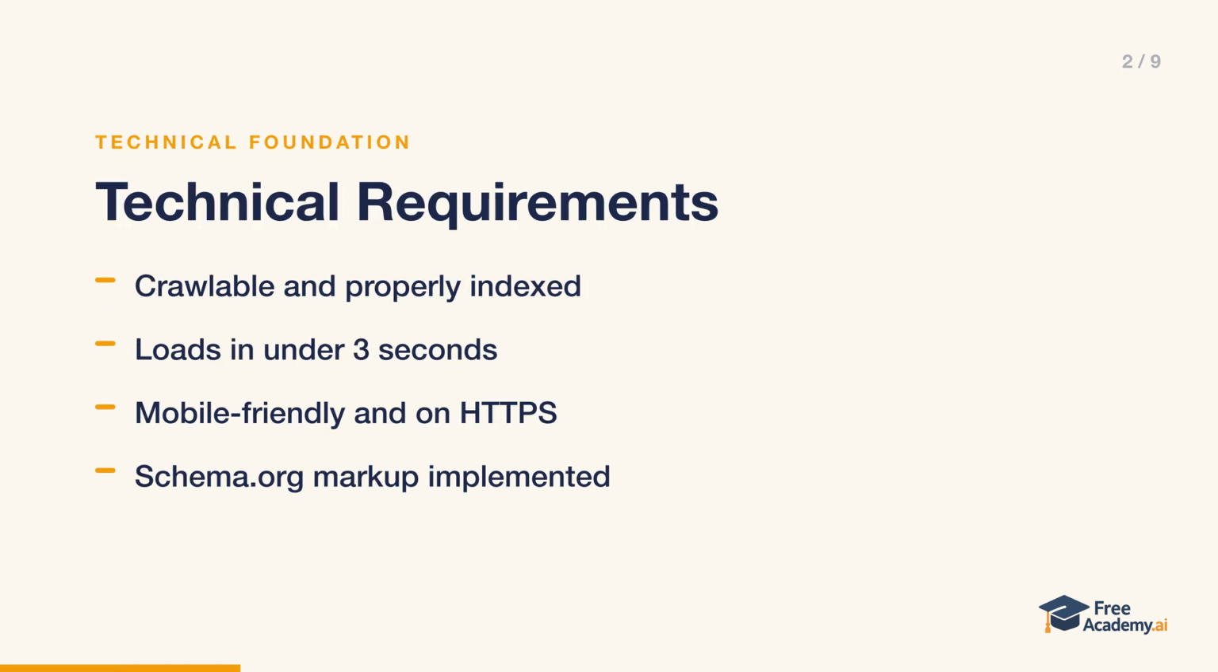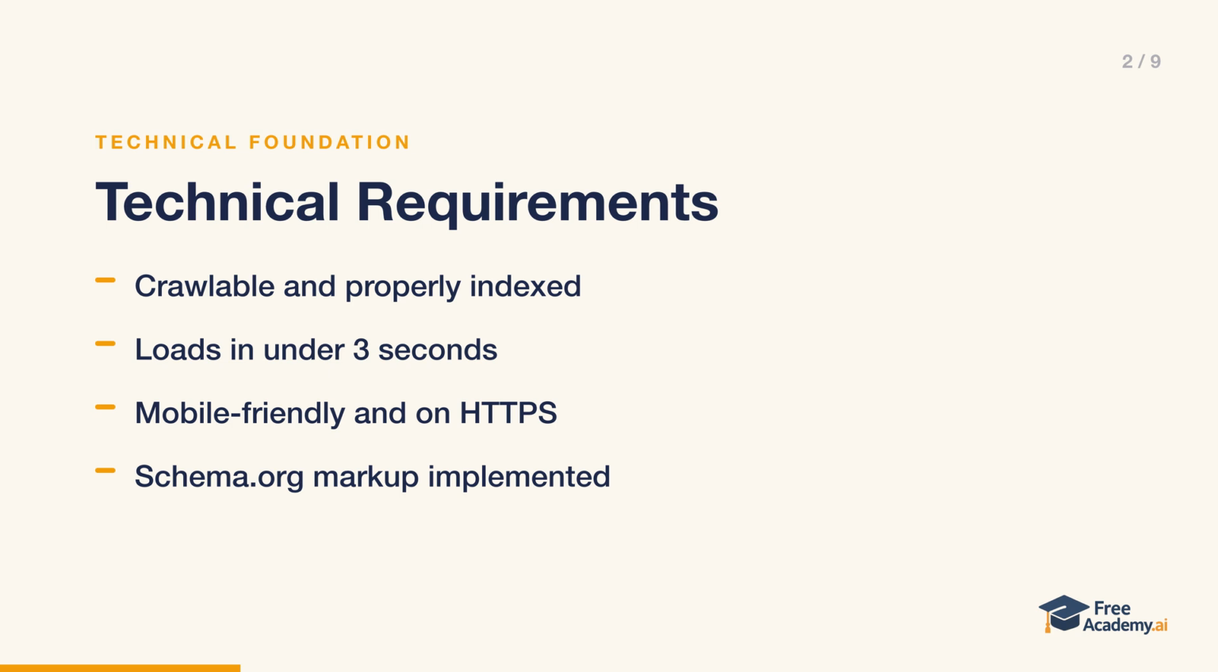Start with the foundation, because nothing else matters if machines cannot reach your pages. 6 technical requirements. Crawlability. Your content is accessible to search engines and AI crawlers. Indexing. Your pages are actually indexed in search engines, not just published. Page speed, fast loading under 3 seconds, mobile friendly, a responsive design that works on all devices. HTTPS, a secure connection is enabled, and structured data. Schema.org markup is implemented across the site.